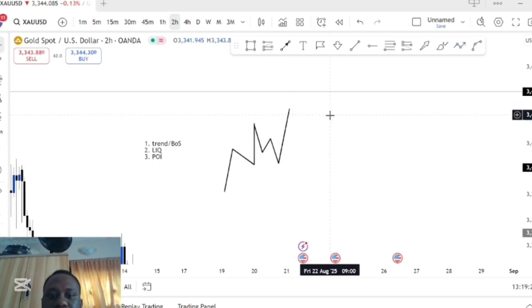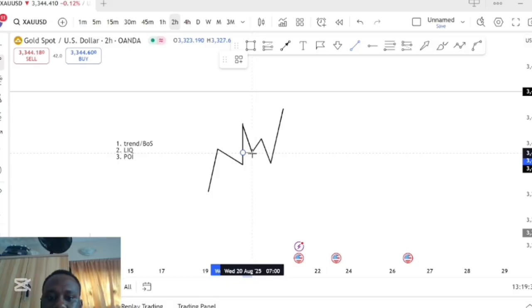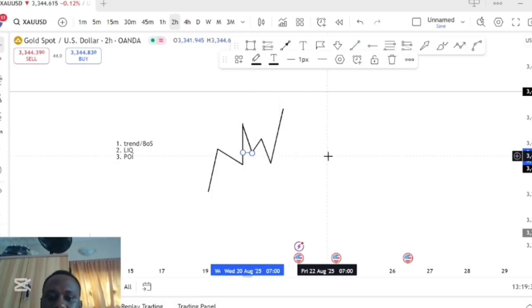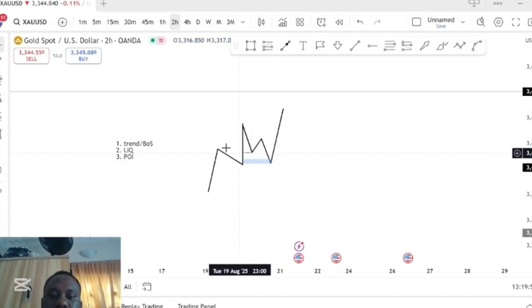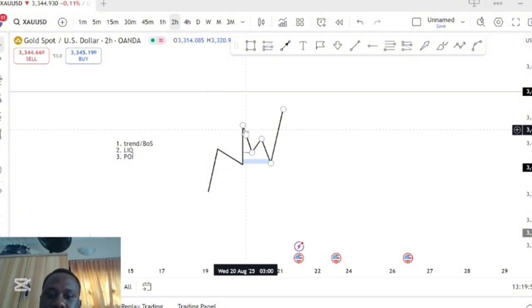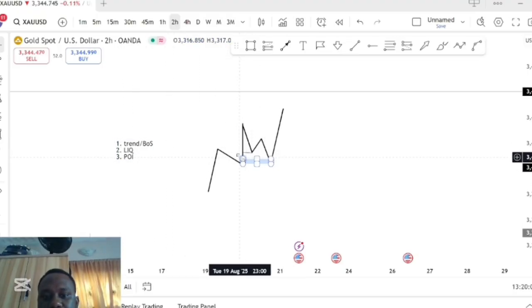Now, this place becomes my what? Inducement, which is the liquidity that I've talked about, right? And my point of interest, which is my order block, would be this particular area, right? So if you look at this now, the current trend is what? Bullish, which is higher high, higher low, higher high, then another higher low, where price tapped in to continue to buy. Then my liquidity, which is this inducement, price cleared it. And the third one, POI, point of interest. That point of interest is my order block.